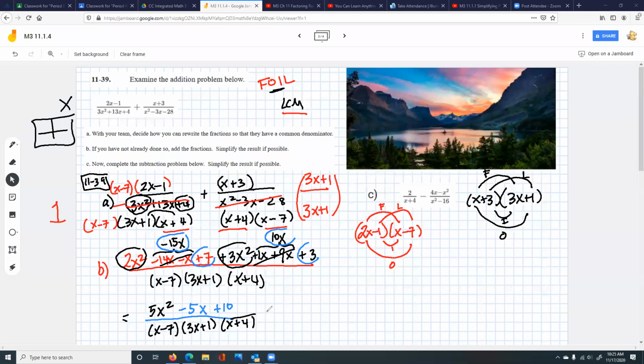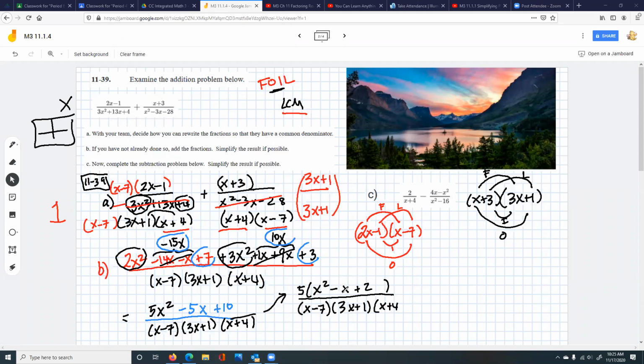Okay. Now, I kind of see that I can factor a 5 out of all these. These all have a common factor of 5. So I'm going to take out a 5. 5 times x squared minus x plus 2. If I take a 5 out of all these, that's what I'm going to end up with. And the denominator, we just leave it alone. x minus 7 times 3x plus 1 times x plus 4.